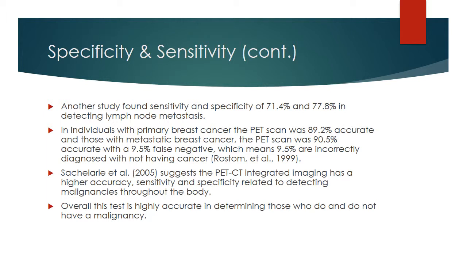And 9.5% provided a false negative, which means that 9.5% are incorrectly diagnosed with not having cancer when they actually do have cancer. Another study suggested that PET scan CT integrated imaging has a higher accuracy, sensitivity, and specificity related to detecting malignancies throughout the body. Overall, this test is highly accurate in determining those who do and do not have a malignancy.